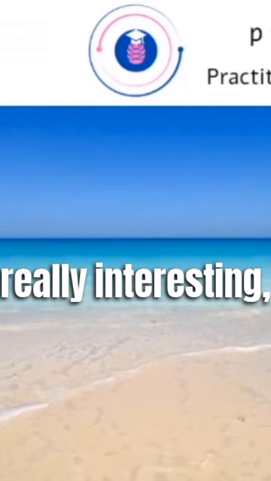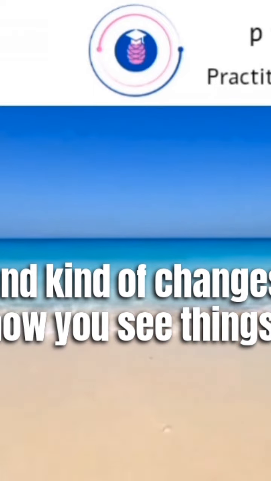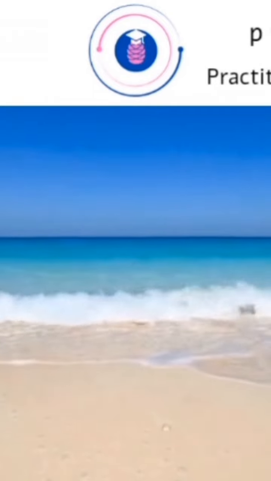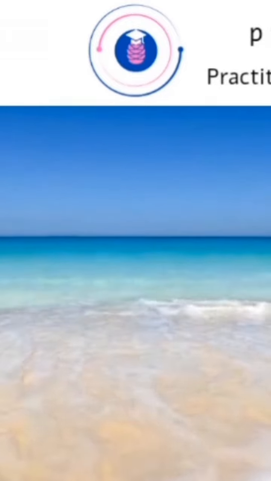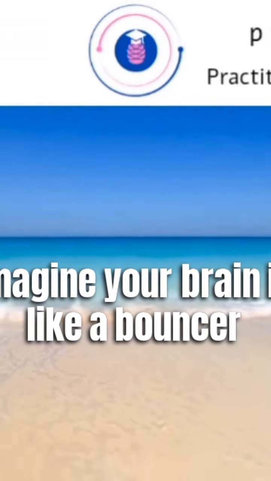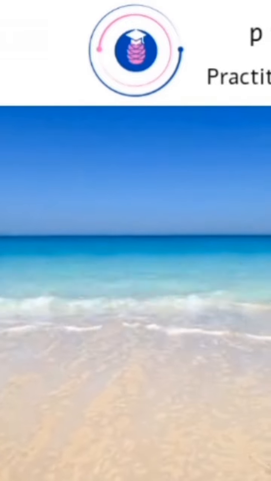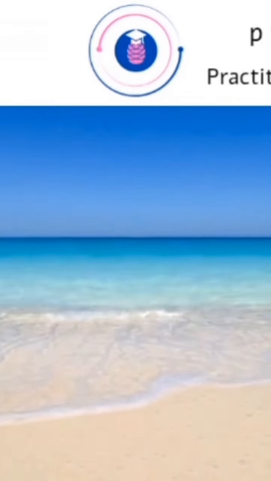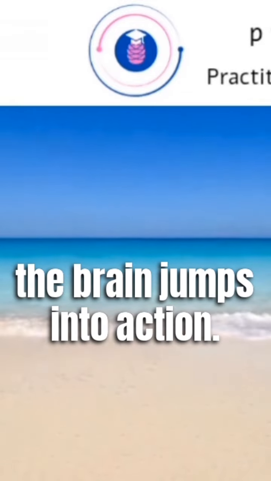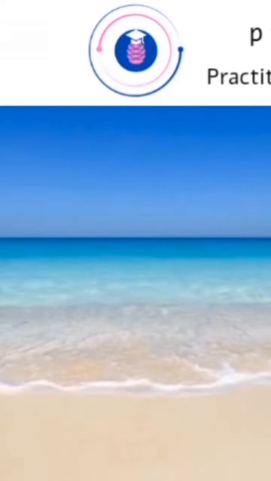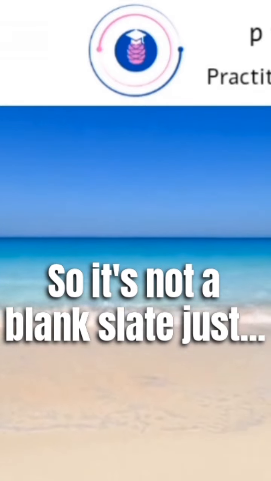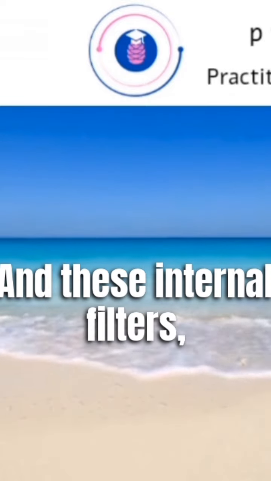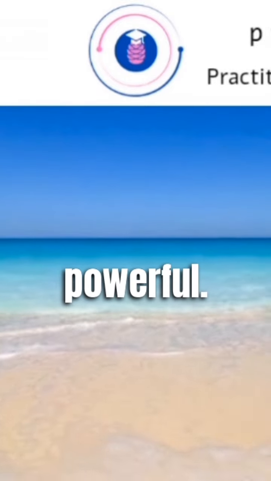But, and this is where it gets really, really interesting and kind of changes how you see things. Okay. That raw sensory stuff, it isn't just passively received, like downloaded as is. No. Imagine your brain is like a bouncer at a really exclusive club. The moment that input arrives, the brain jumps into action. It starts filtering, processing. Okay. So it's not a blank slate just absorbing? Not at all. It's immediately selective. And these internal filters, they're incredibly powerful.